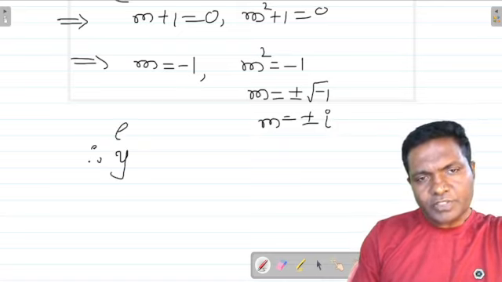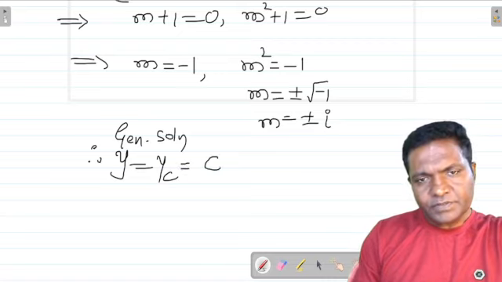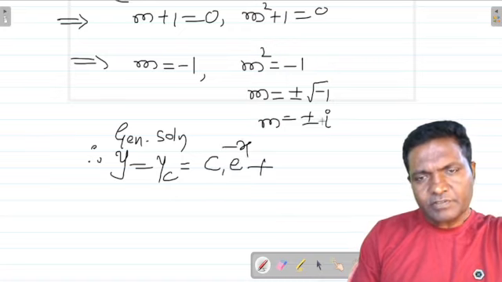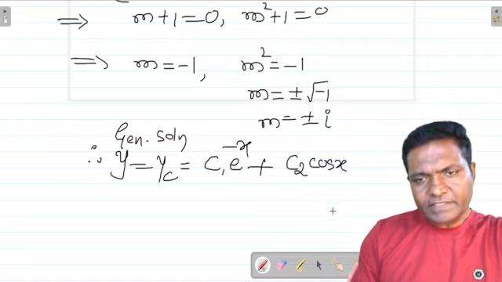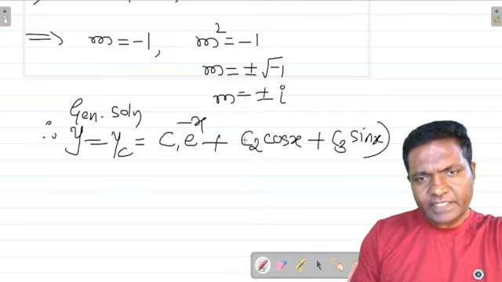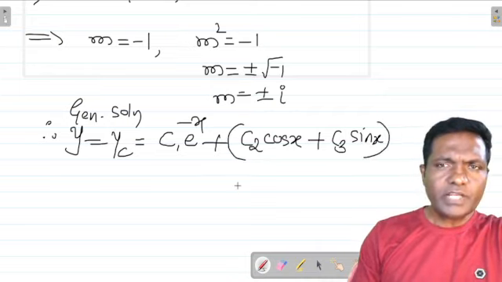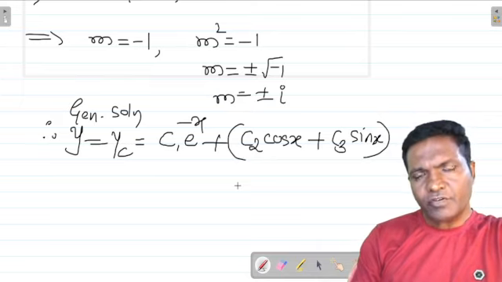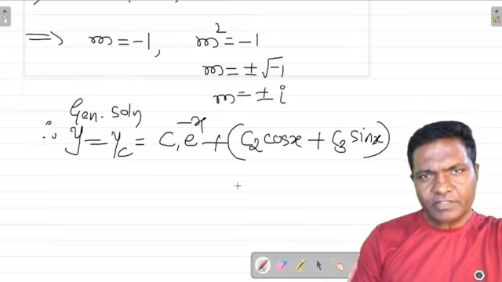So your general solution is y equals yc. So yc, for this real distinct root, I can write c1 e power minus x, plus for these complex roots I can write c2 cos x plus c3 sin x. So this is how you can write the complementary function for any given differential equation.